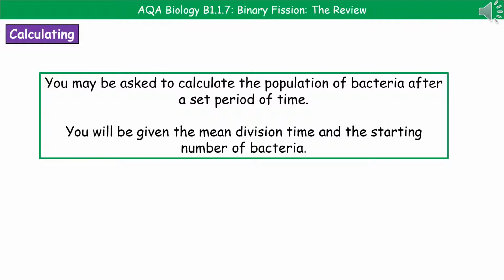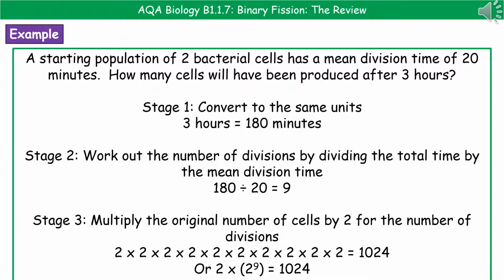One of the things they could ask you to do is to calculate the population of bacteria present after a certain period of time. What they'll give you in the question is all the information you need to do this. You'll have your starting number of bacteria and you'll have the mean division time. Let's have a look at how to do this with an example.